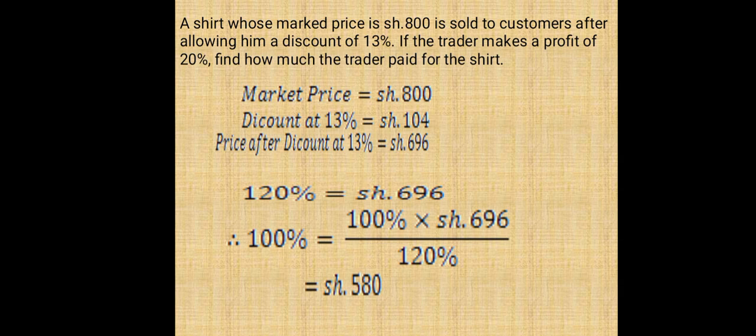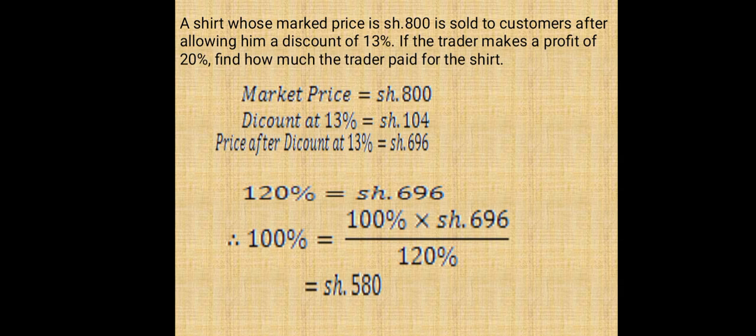Now let's have some statistics. Look at the market price. Just ignore the spelling, I wrote it wrongly. The market price is 800 shillings. The discount is 13%. Now 13% of 800 is 104 shillings. Now the price after discount at 13% is 696.